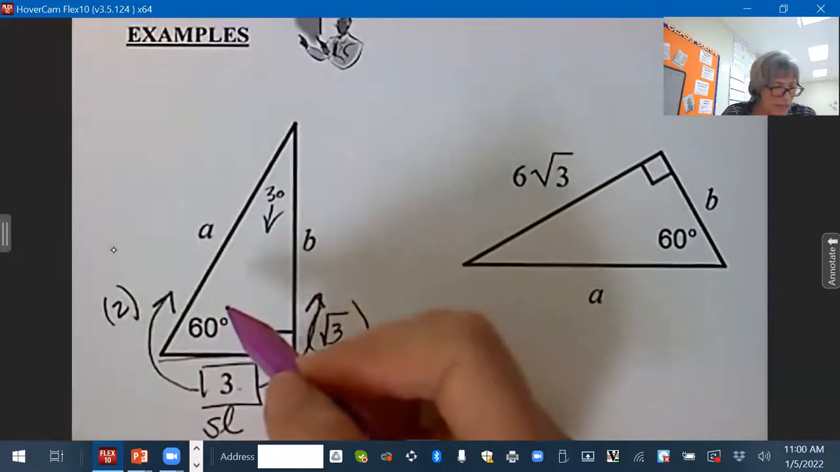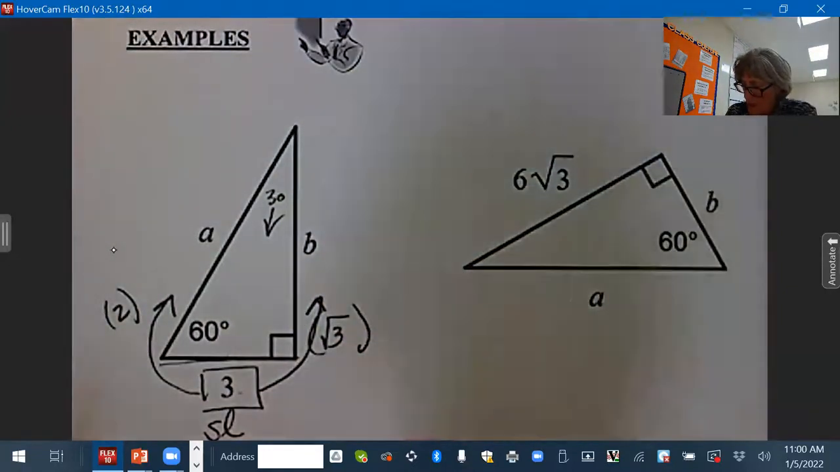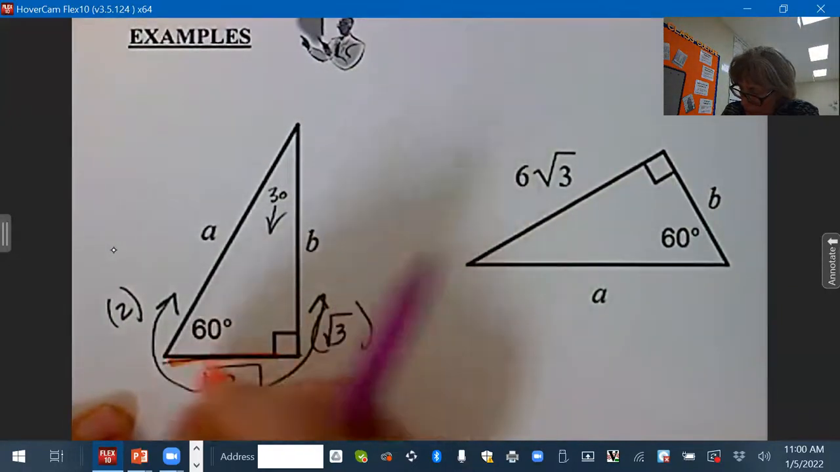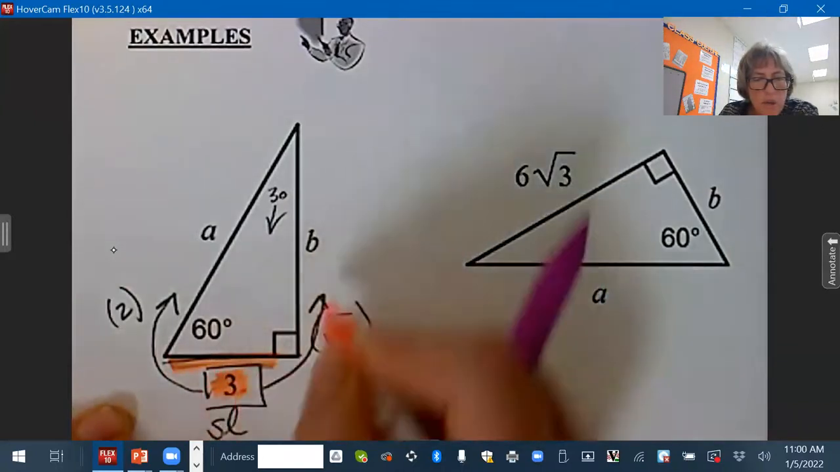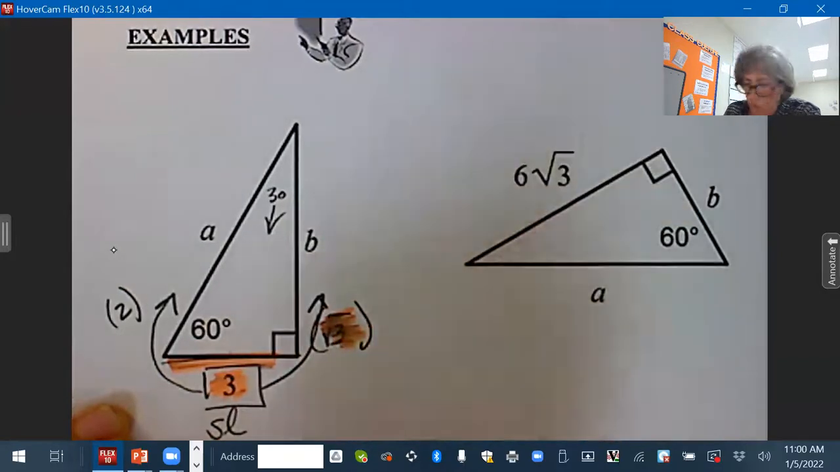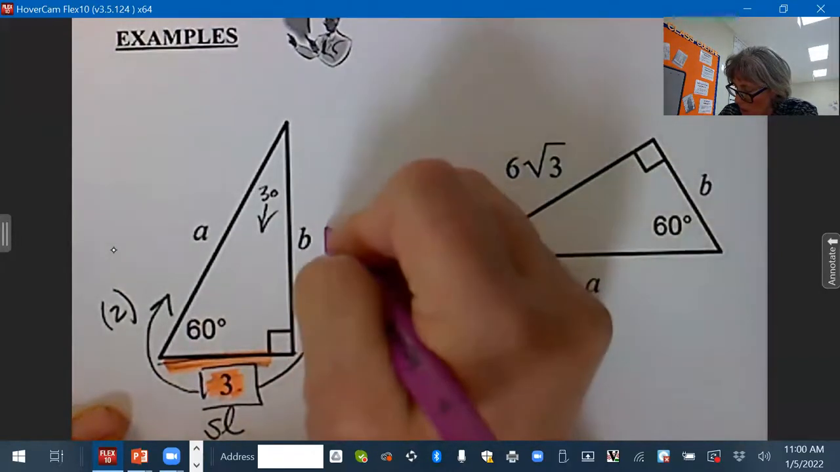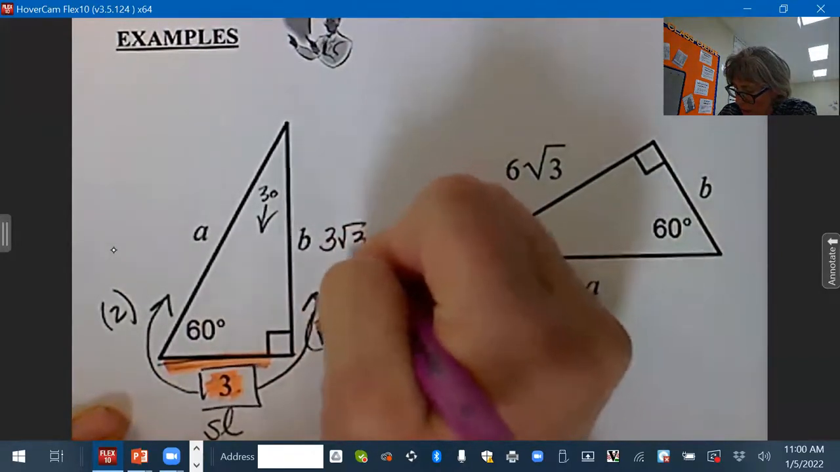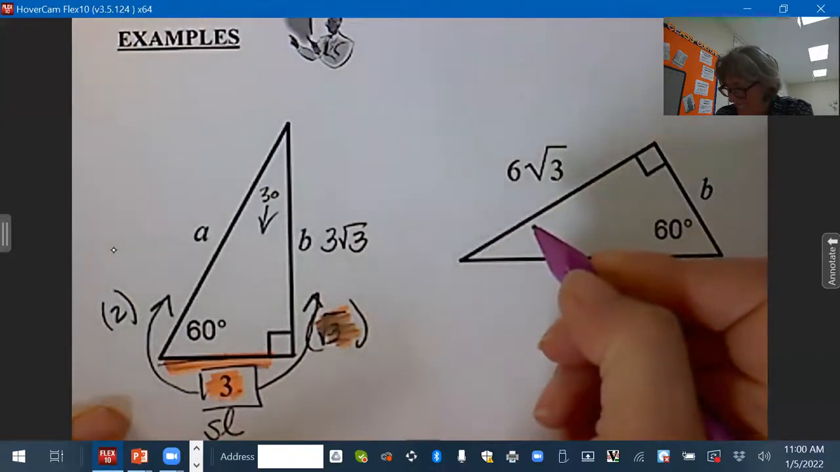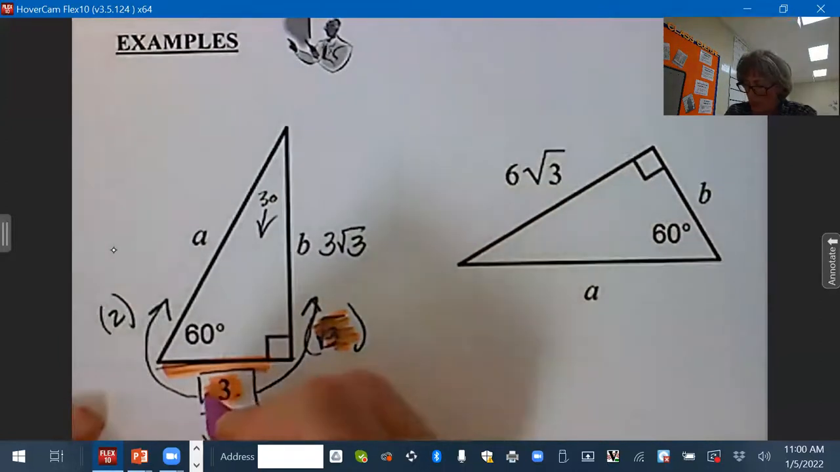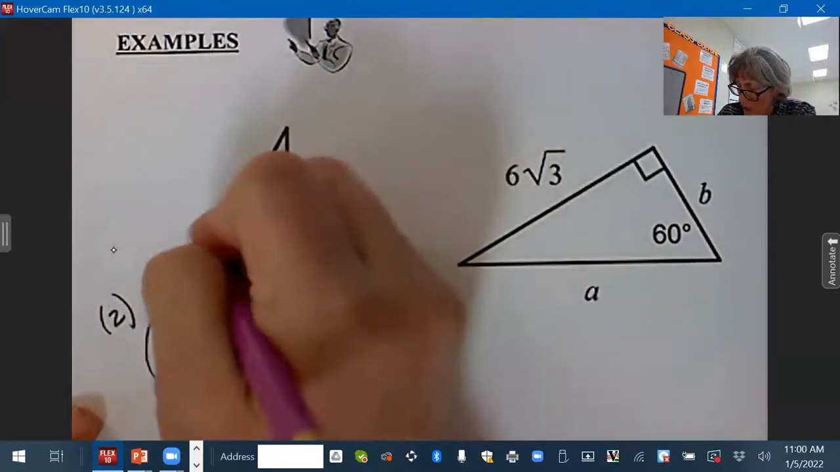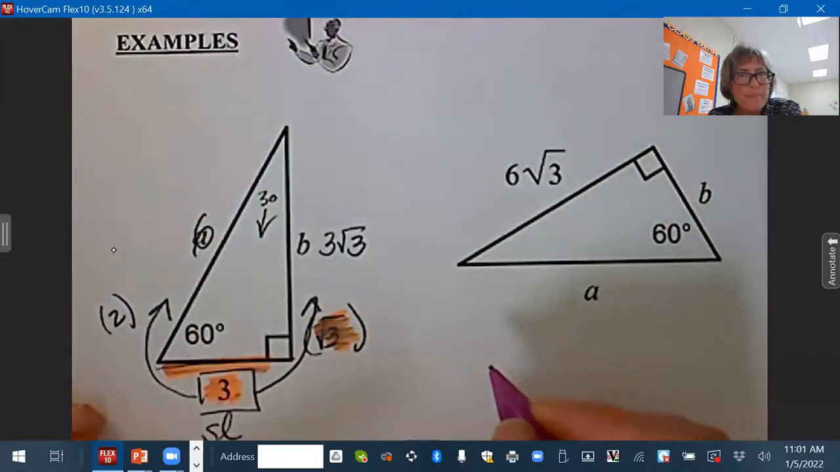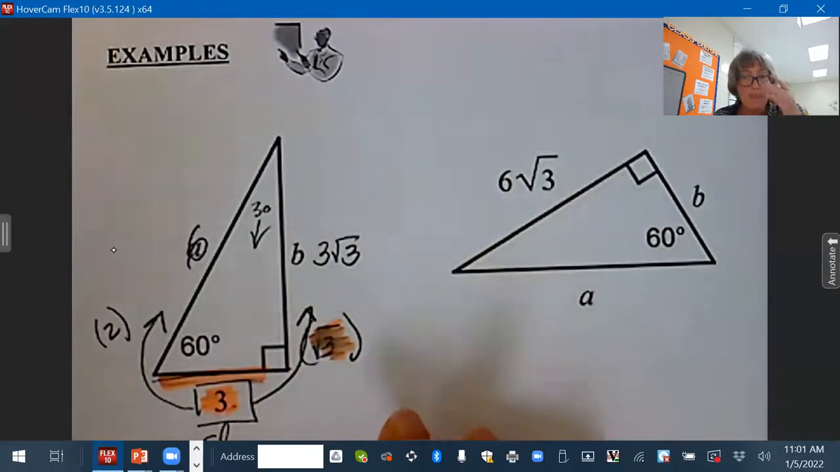So in this, I'm given the short leg, 3. To get the long leg, it's 3 times root 3. Guess what that is? 3 root 3. And going this way, it's simply times by 2. So our hypo will be 6. Ta-da! That's it. You're done.